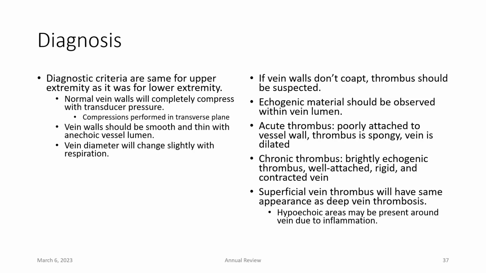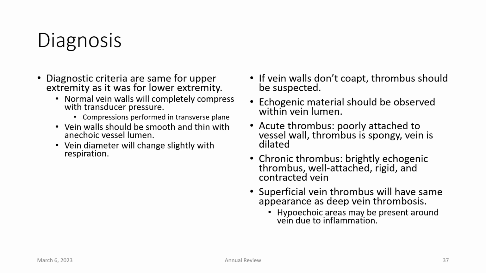Okay, so the diagnosis. How are we going to diagnose if something's right or wrong? We know that the diagnostic criteria are going to be the same for the upper extremity as it is for the lower extremity. Normal vein walls should coapt completely. By the time we're starting to see any distortion of a nearby artery, we know that we've applied enough pressure, and if we're not getting coaptation, then there's something wrong in that vessel, and you should be adjusting your 2D gain to try and identify a thrombus.